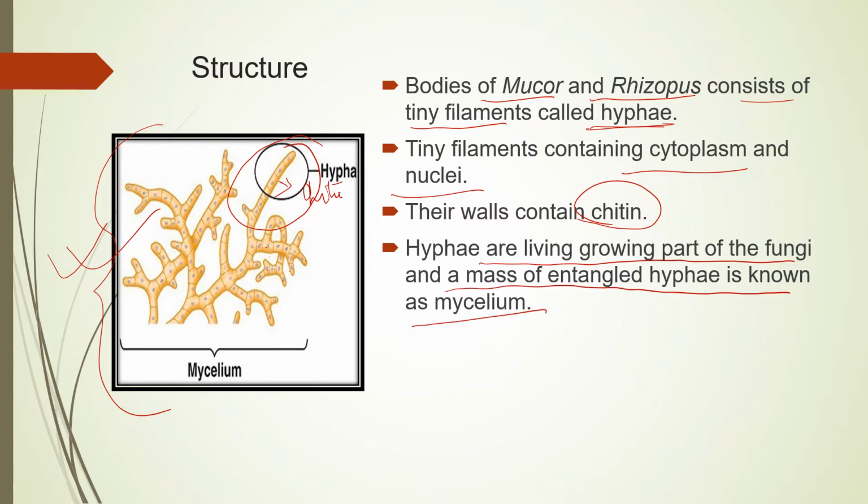So this is the growing part of the hyphae. This is the live growing part, and when this full entangled mass is taken together, it is called the mycelium. Is it clear? Each growing part is called the hyphae. The cell wall is made up of chitin, and these tiny filaments consist of cytoplasm inside along with nuclei. And these entangled hyphae are called mycelium. Is it clear to everyone? So now we will move on to the next slide.